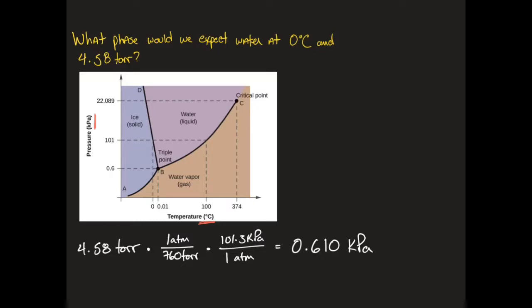Okay, so that's the pressure that we're working at now, 0.6 kilopascal and 0 degrees Celsius. And so now we just need to go to the graph and find that. So here's 0 degrees Celsius. 0.61 is going to be really, really close to 0.6, especially based on this scale here. And we can see that those lines intersect somewhere in there, right? There's a little bit of margin for error, but in either case, water would be a solid.